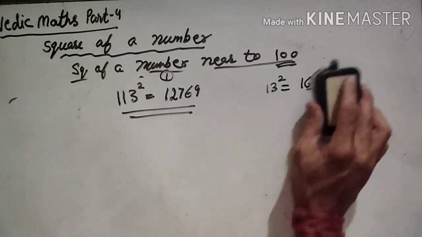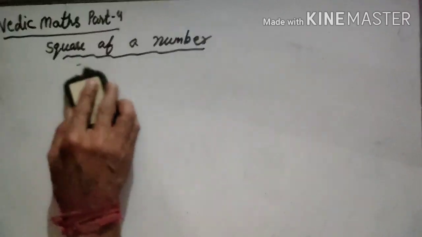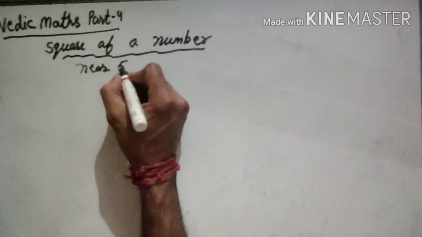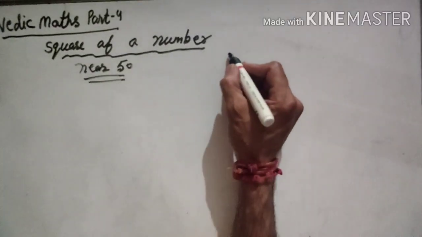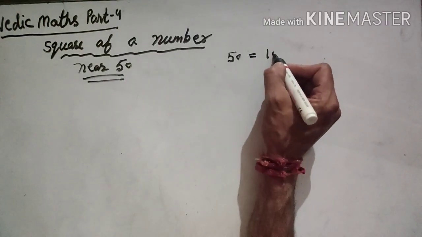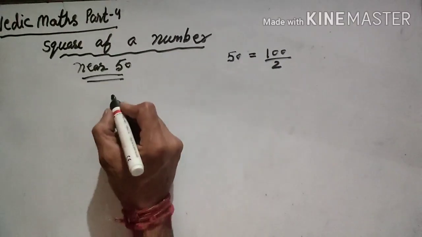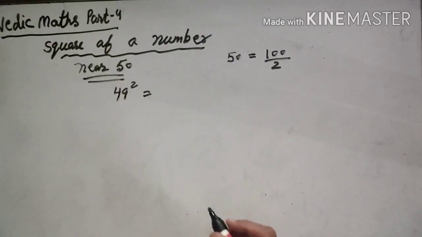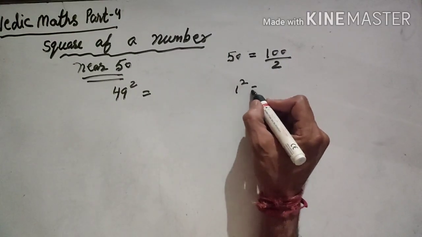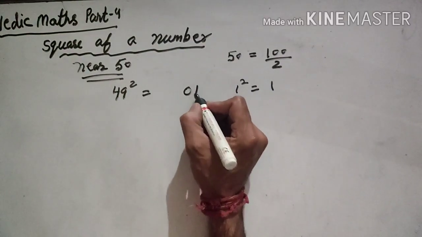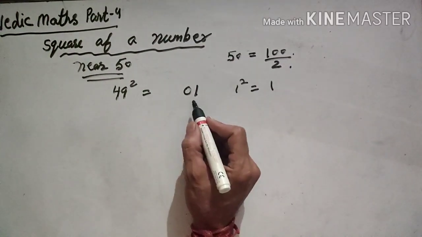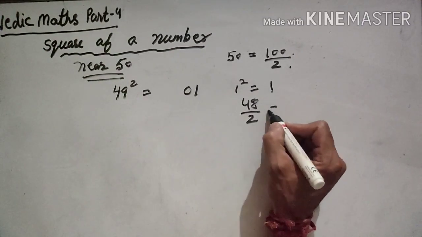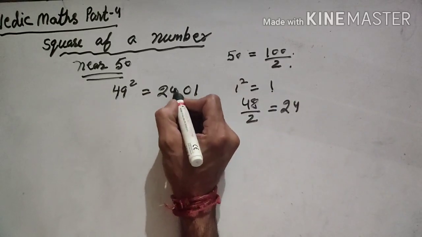Now square of a number near to 50. Now we know base of 50 is 100 by 2, so square of 49. How much is it less than 50? That is 1. Square of 1 is 1, we make it a 2-digit number because base is 100 by 2, 01. Now 1 subtracted from 49 is 48, divided by 2 is 24, 2401.